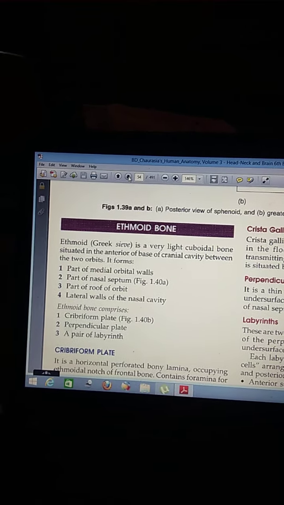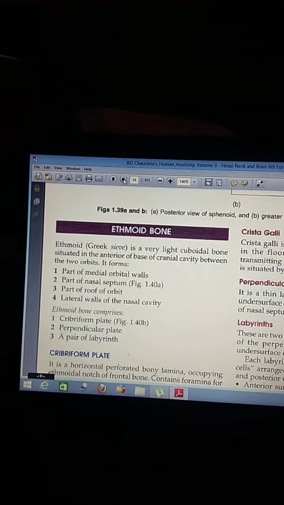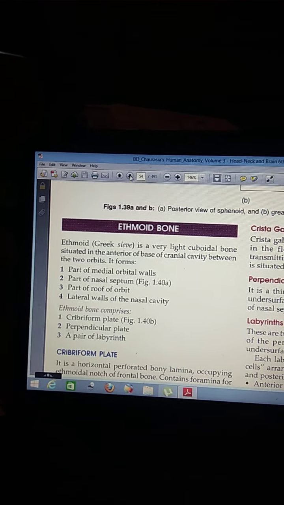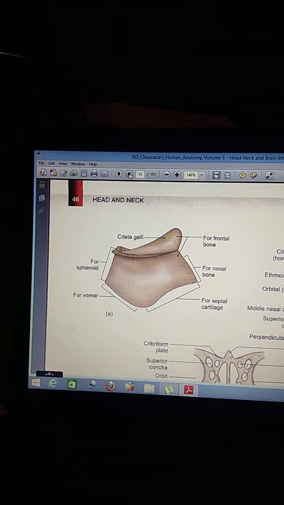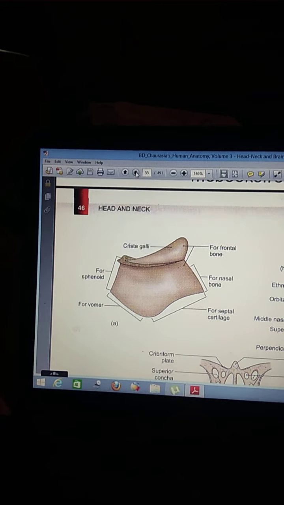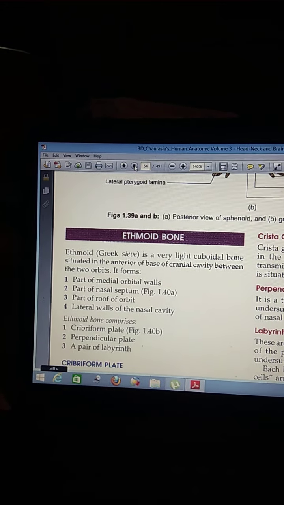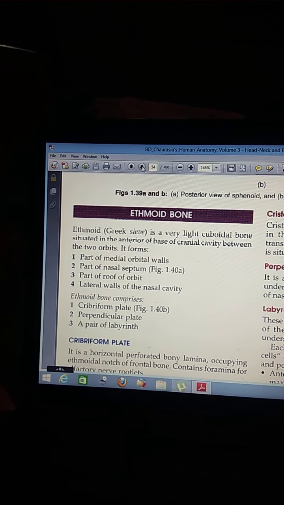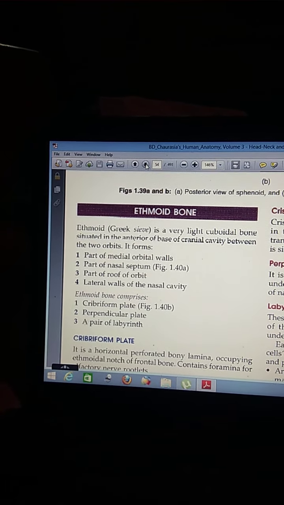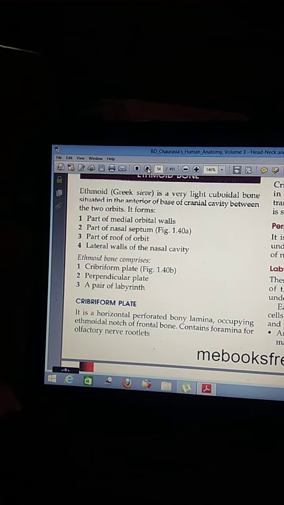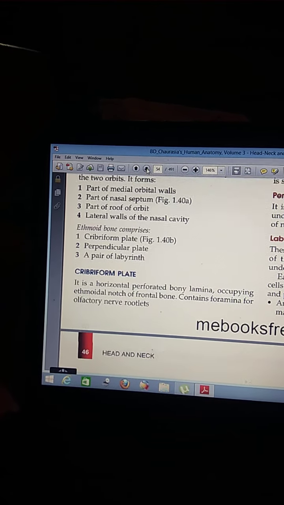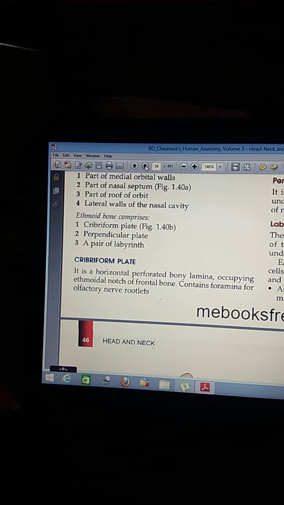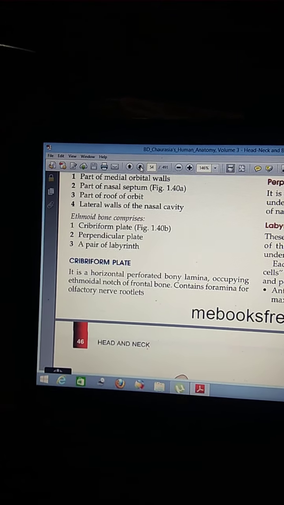Ethmoid is a very light cuboidal bone situated at the anterior part of the base of the cranial cavity between the two orbits. It forms part of the medial orbital wall, part of the nasal septum, part of the roof of the orbit, and the lateral walls of the nasal cavity. The ethmoid bone comprises a cribriform plate, a perpendicular plate, and a pair of labyrinths.